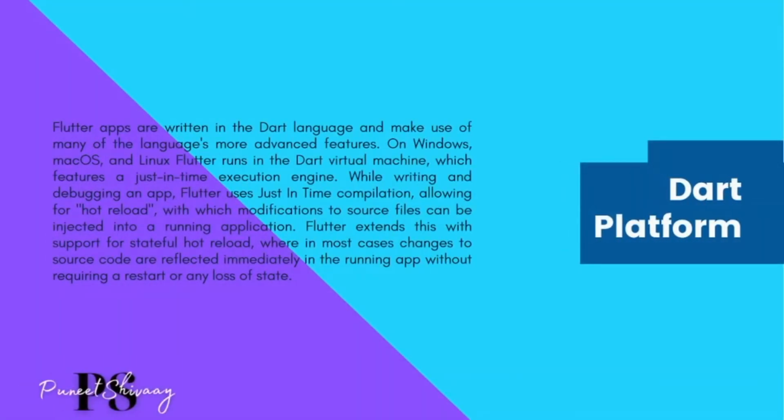Okay, what is the Dart platform? So we have already told that Flutter is Google's UI toolkit. It's not a language. The language it uses is Dart. So Flutter apps are written in the Dart language, and make use of many of the language's more advanced features. On Windows, Mac, and Linux, Flutter runs in the Dart virtual machine, that is DVM, which features just-in-time execution. It's very fast. While writing and debugging an app, Flutter uses just-in-time compilation that enables the hot reload feature.